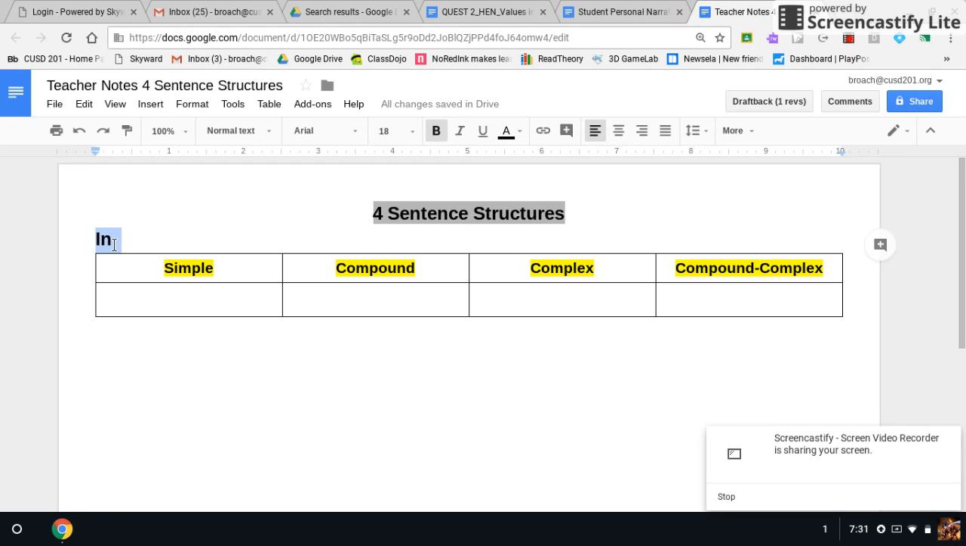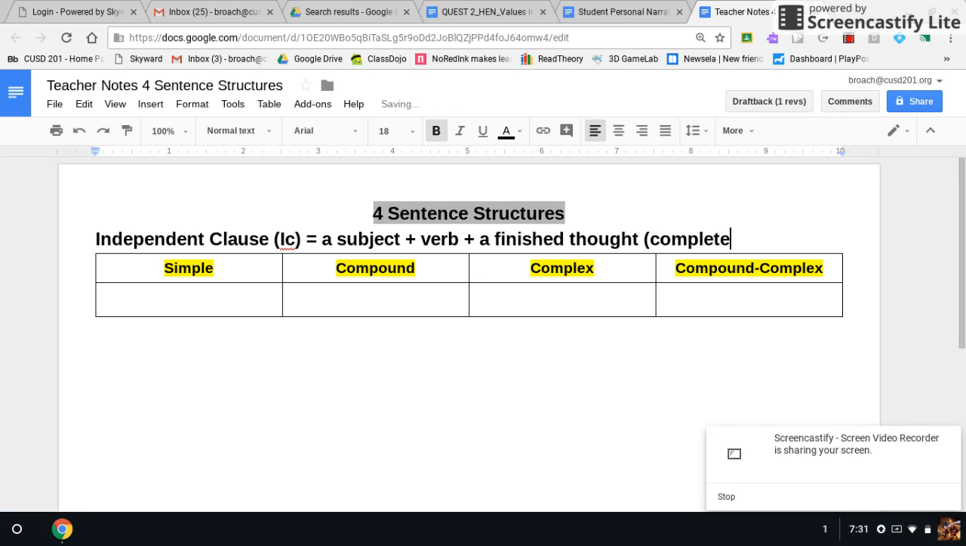Okay. So an independent clause, I'm going to refer to as IC. Okay. And it equals a subject plus verb plus a finished thought. So an independent clause is your basic unit for the sentence. It's the whole sentence. Subject, verb, finished thought. One complete sentence. It's a fancy way to say complete sentence.